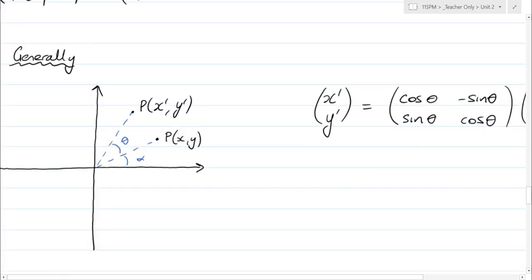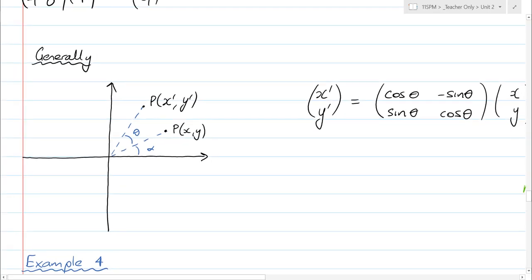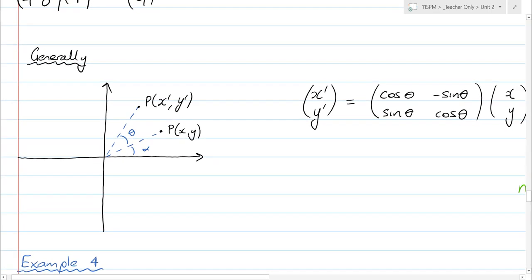So if we have, generally speaking, this is the diagram that they use. If you want to rotate P, X, Y, from the origin around theta in an anti-clockwise direction, that rotation can happen based on this rotational matrix. And I can't remember if this is on your formula sheet. I feel like it might be. But that happens based on that rotational matrix, cos theta, -sin theta, sin theta, cos theta.